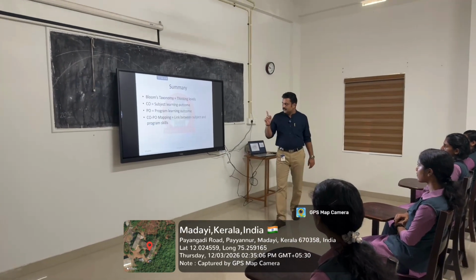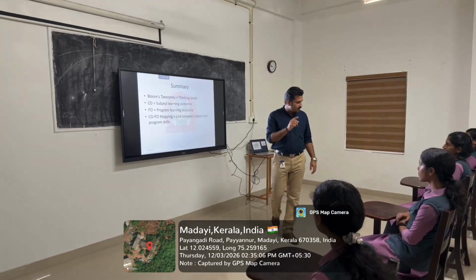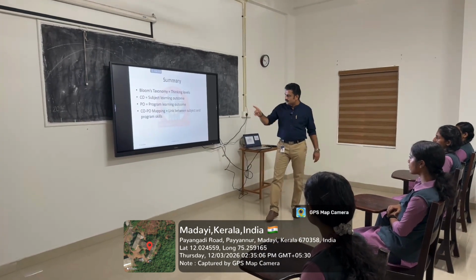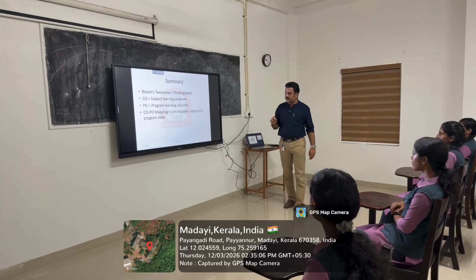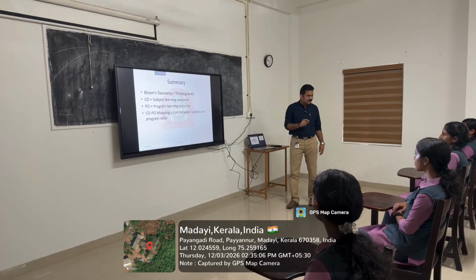Summary part you can take. There is Bloom's taxonomy, I already told you, testing the thinking level. CO means course learning outcome. PO means program learning outcome. CO-PO mapping means the link between subject and program skill.